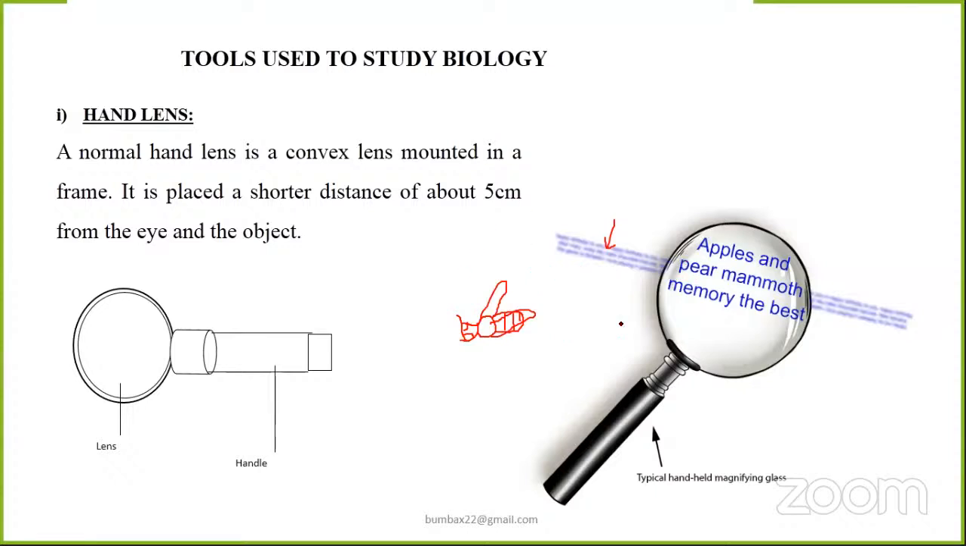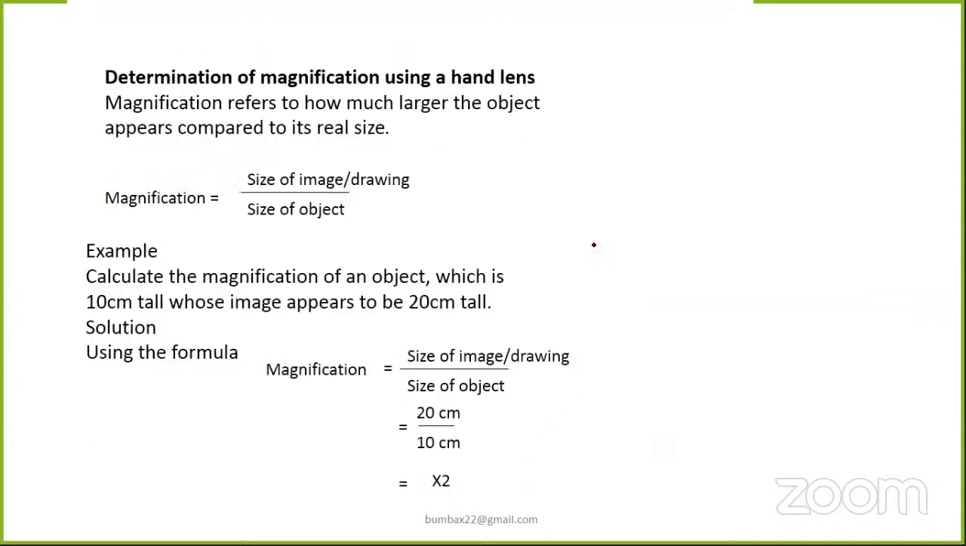Or even a maggot, like last year in UNEB, they set for them a maggot and a tadpole. So for you to examine the features of a maggot, you had to have a hand lens, okay? So we can now go to, I'm just reminding you of how we calculate magnification.